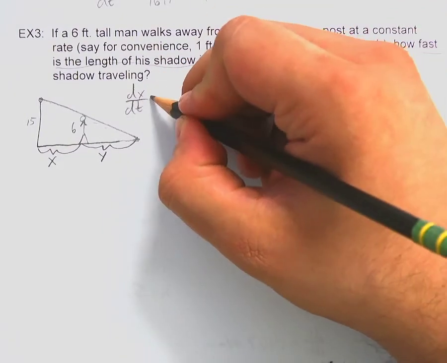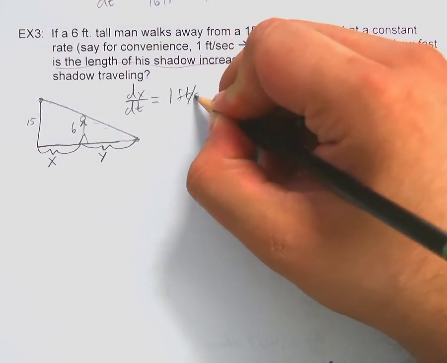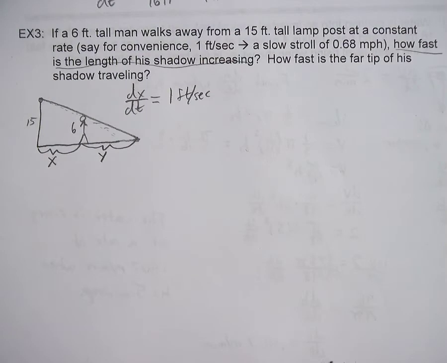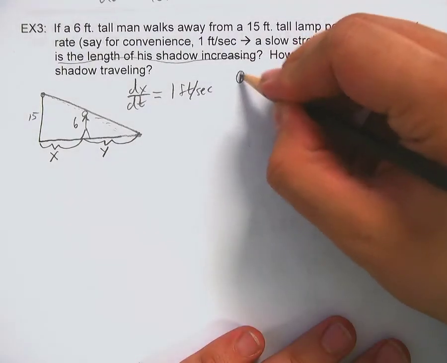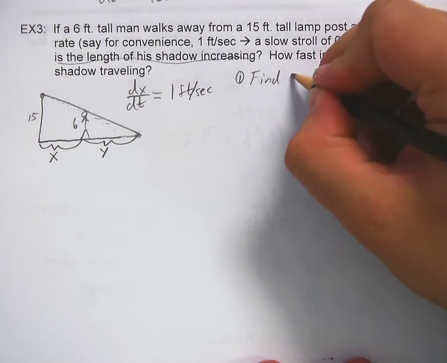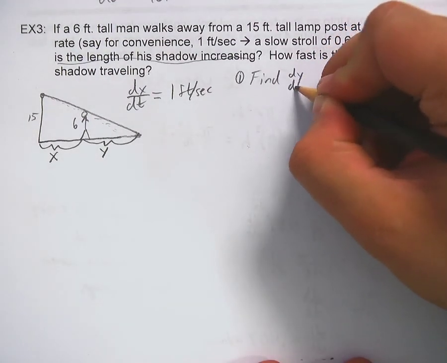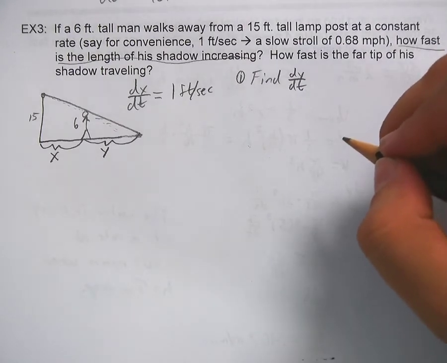I know dx dt, that's 1 foot per second. See, they never give me anything arbitrary in this. It wants to know how fast is the length of his shadow increasing. So I've got a couple of things to find here. First, I want to find dy dt. I want to find how fast is the length of his shadow increasing.